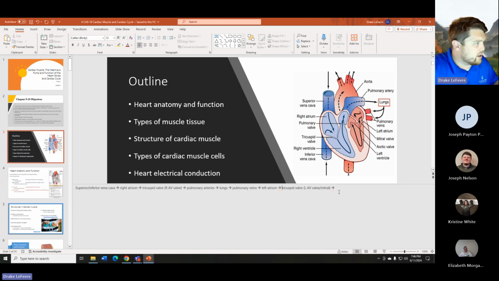I missed something. From the tricuspid valve, it goes into the right ventricle. Sorry. From the right ventricle, it goes through the pulmonary semilunar valve. There we go. To the pulmonary arteries, to the lungs, to the pulmonary veins, to the left atrium, through the bicuspid valve, into the left ventricle, and then through the aortic semilunar valve, and then into the aorta.